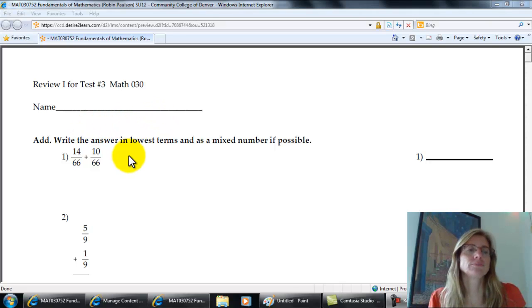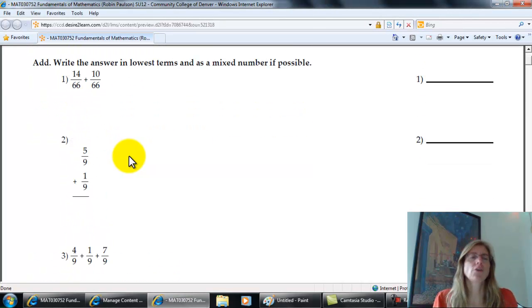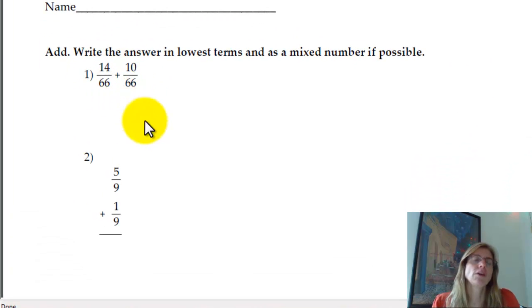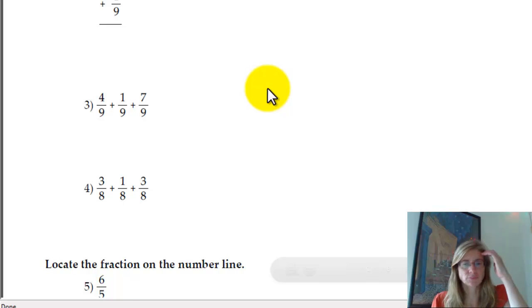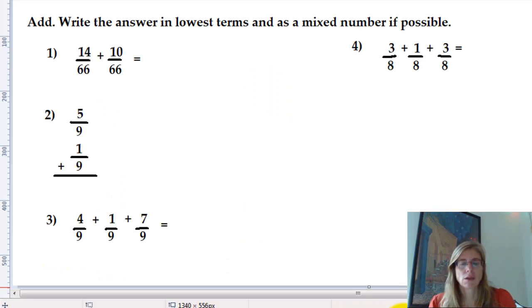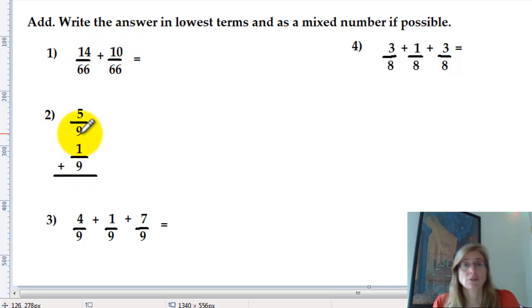Okay, so we're doing problems 1, 2, 3, and 4, and it's all adding fractions with like denominators. So when you have like denominators, you don't have to change the denominators to a common denominator because it's already a common denominator. So all you do is add the numerators. You do not add denominators ever under any circumstances.